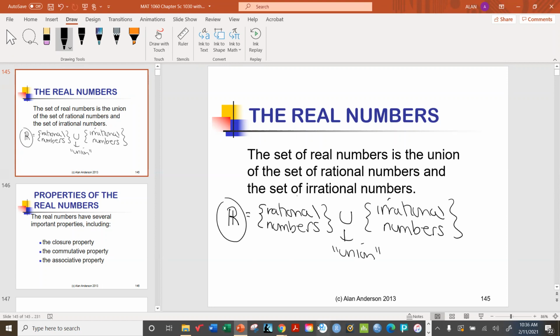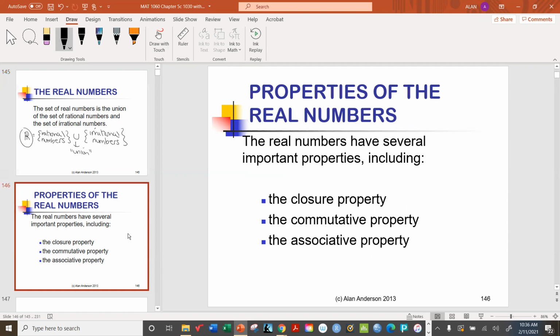All right, now, there are some key properties here that we need to be aware of. Many of these you've already seen before. You are aware of them, and you use them on a regular basis, but you may not have realized that they have a name. So let's look at these really quickly.